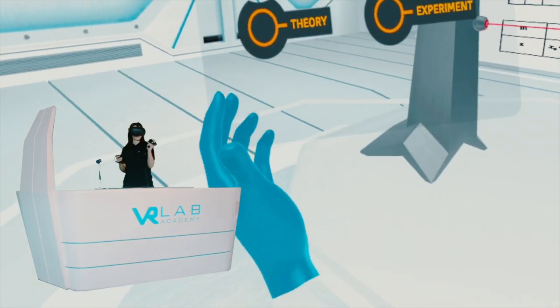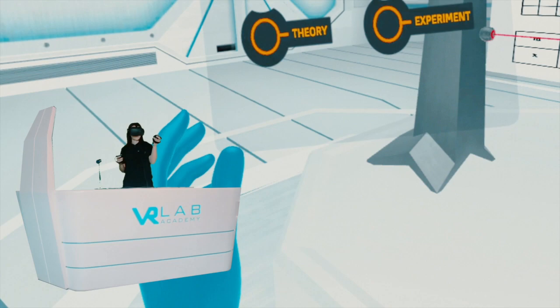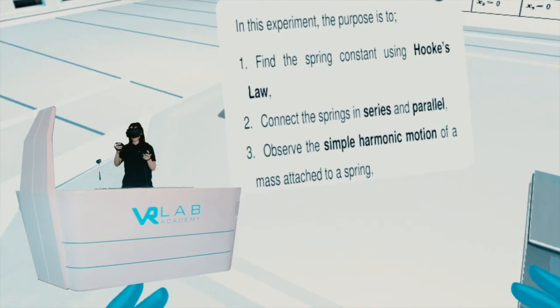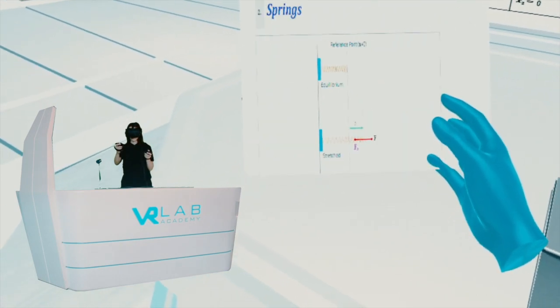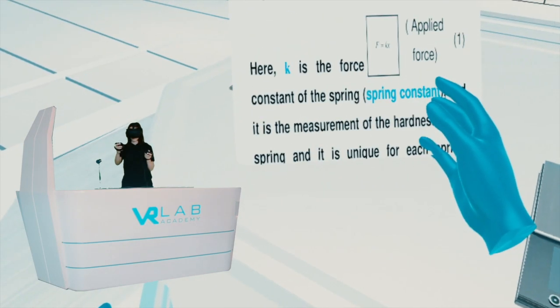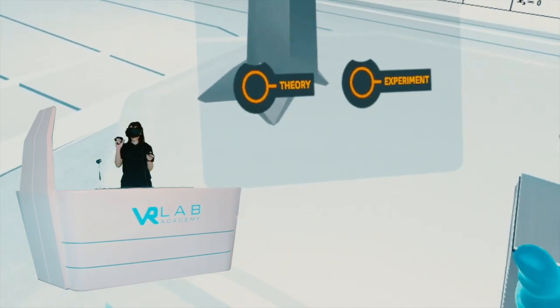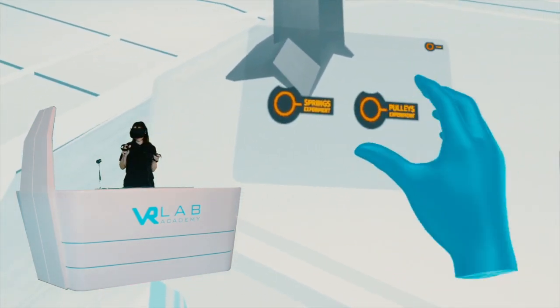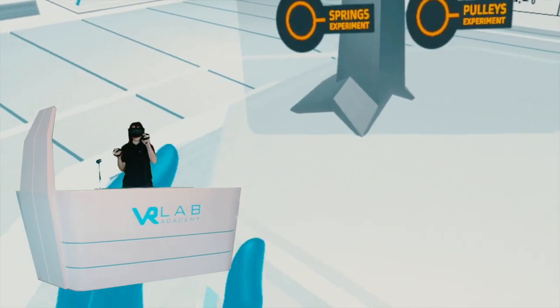Then this one here is very interesting. This is a tablet inside the room. There you can look up the theory, what she has to do with all the formulas, and what the experiment is about. Then she's looking at it. Of course, she's very fast because she knows the program, but in real life it's slower. People first have to be made aware of it. Then she chooses the springs experiment.